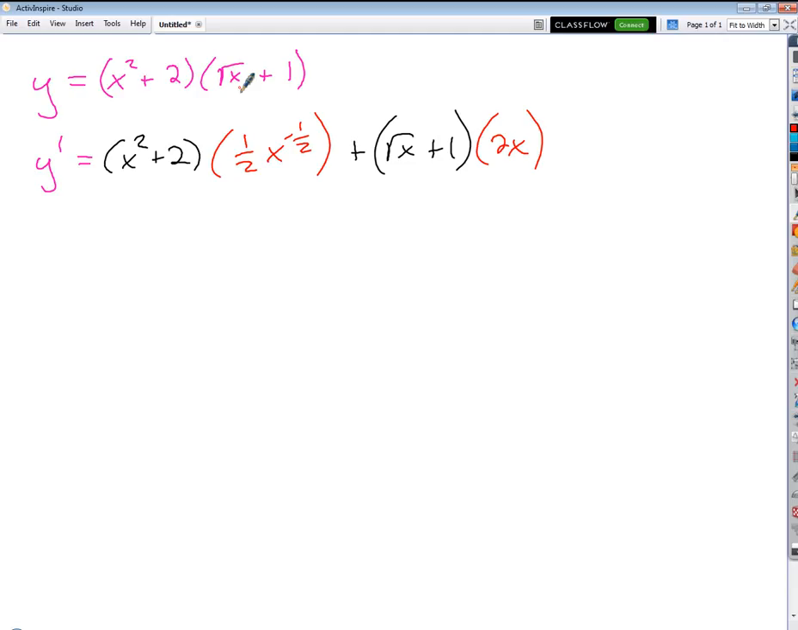I think in most cases you have to read the question, but in most cases it's not going to be important to write it as a radical. They might sometimes ask you to. Usually, though, they're going to ask you to write it in terms of a positive exponent, although not always.